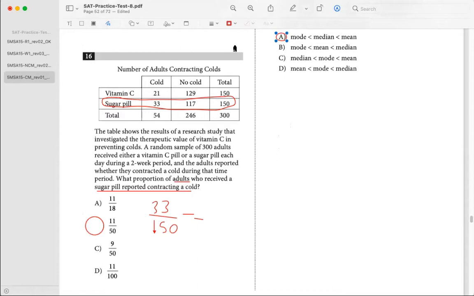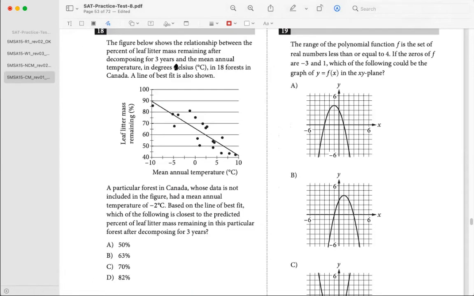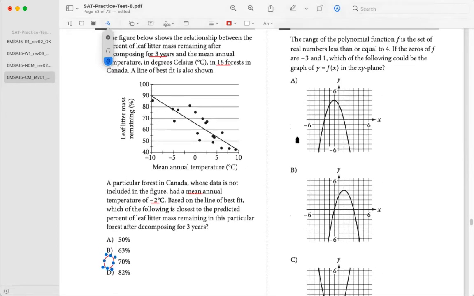Okay, the figure above shows the relationship between the percent of leaf decomposing over 3 years and temperature. Based on the figure, what's the closest to the percent at a temperature of -2? Okay, so if it's -2, that's somewhere around here. So around 70% is where it should be. 18 should be C, because this would be too low. This would also be too low, and 82 would be way too high. Okay.